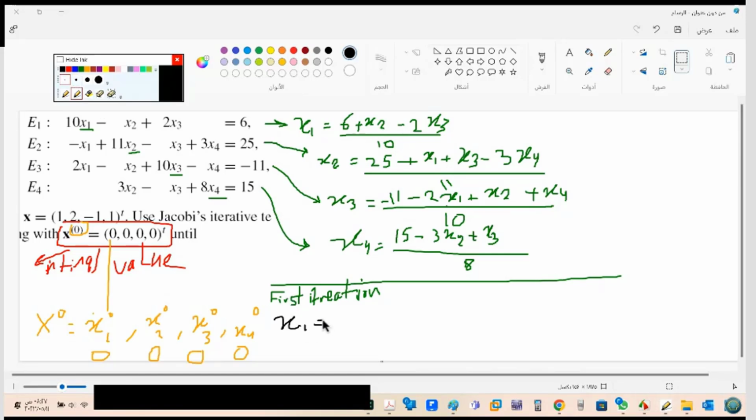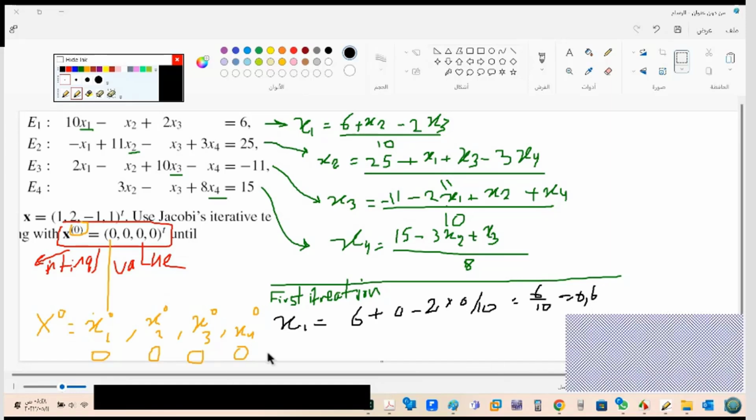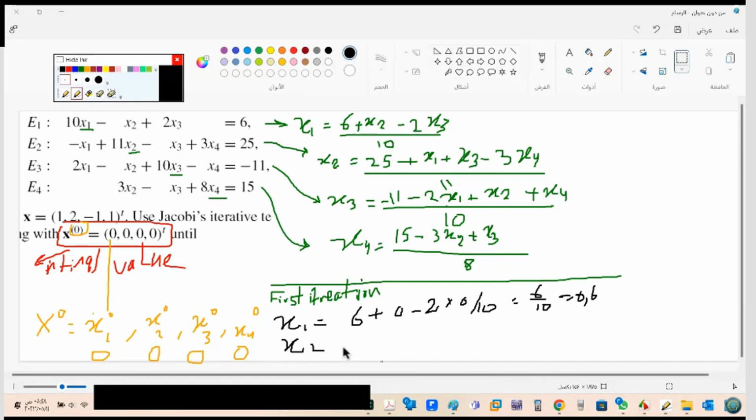X1 here is 6. X2 here is 0, so 0. 2x3 is plus, okay, I will write for you 0 minus 2 multiply 0 over 10. So it is 6 over 10 or 0.6. Clear? Is it clear? Now, for x2, same thing, it's 25. X1 is 0. X3 also is 0. X4 is 0 over 11. So it is 25 over 11.